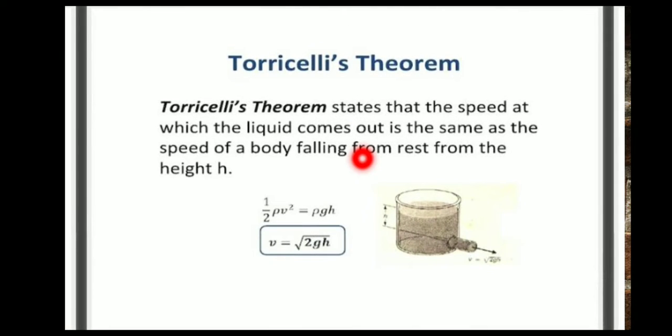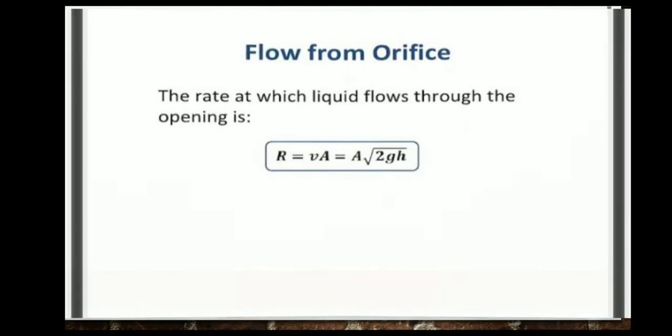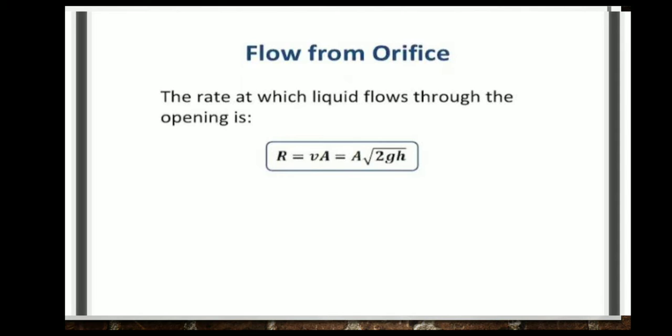Next one, Torricelli's theorem. Torricelli's theorem states that the speed at which the liquid comes out is the same as the speed of a body falling from rest from the height h. V equals root of 2gh. Flow from orifice. The rate at which liquid flows through the opening is R equals vA, which equals A root of 2gh.